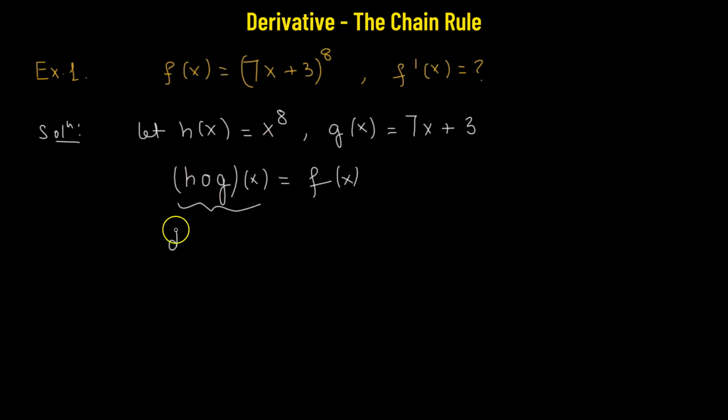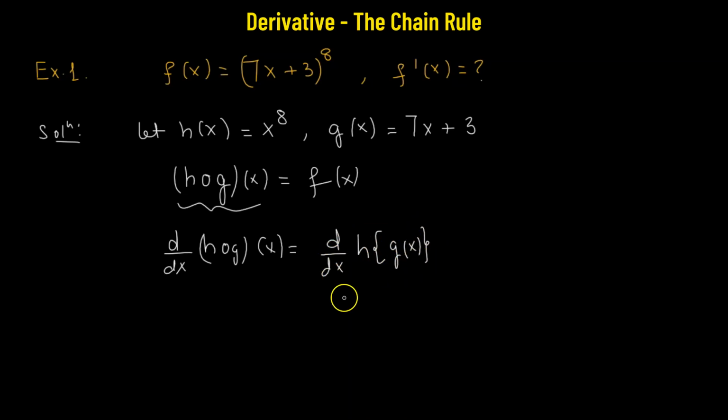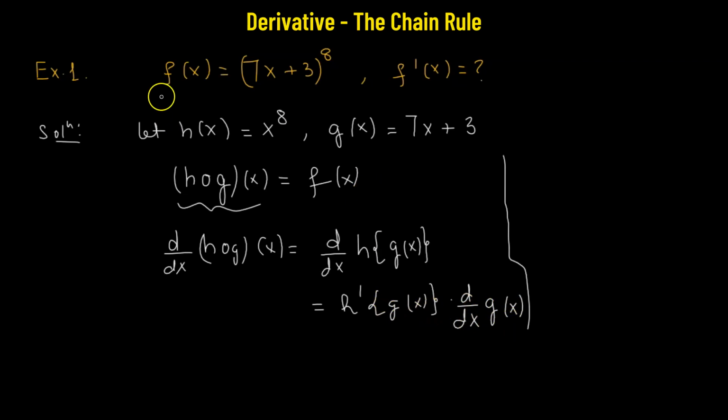So we have the derivative with respect to x of h of g of x. That means we have h prime of g of x. We take the derivative of the outer function, h, evaluated at g of x, and then multiply it by the derivative of g of x. So let's try to find the derivative of this function f of x.